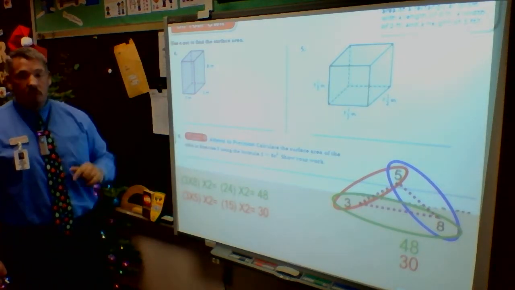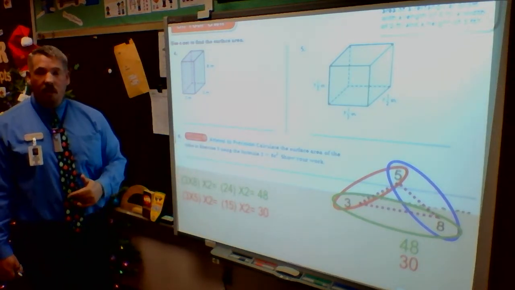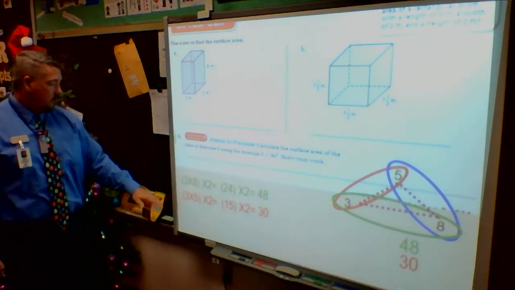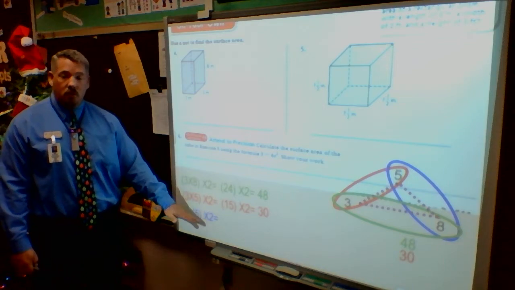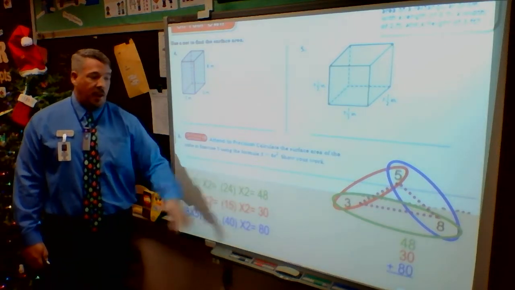And then my last one, the blue that I have, is 5 times 8. It's going to be doubled. So 5 times 8, or 8 times 5, as I have it there. Doubled, I have 40 times 2, which is 80.